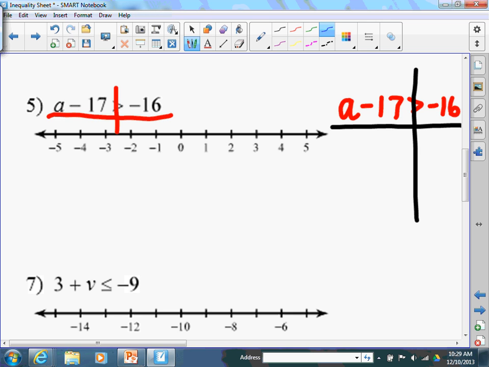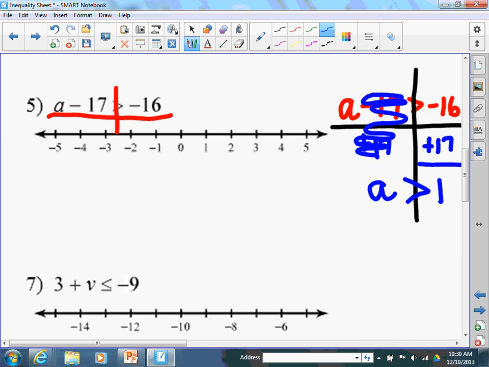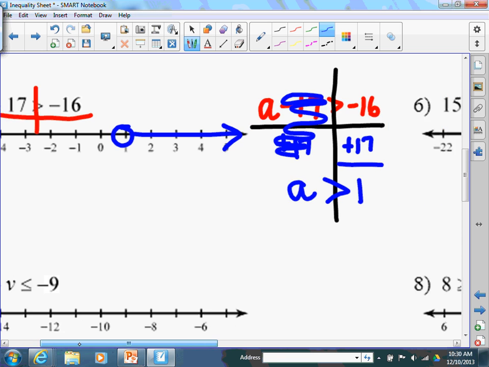All right, opposite of subtract 17. Add 17. Our 17's cancel. 16 negatives and 17 positives gives 1. A is greater than 1, all numbers greater than 1. Okay, open or closed? Shade right or left? Right. Any questions? Making sense so far? Okay, number 6.